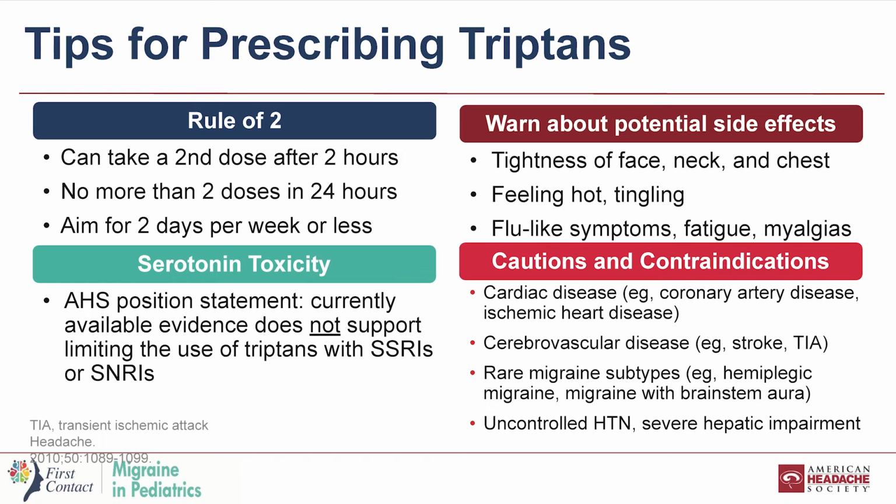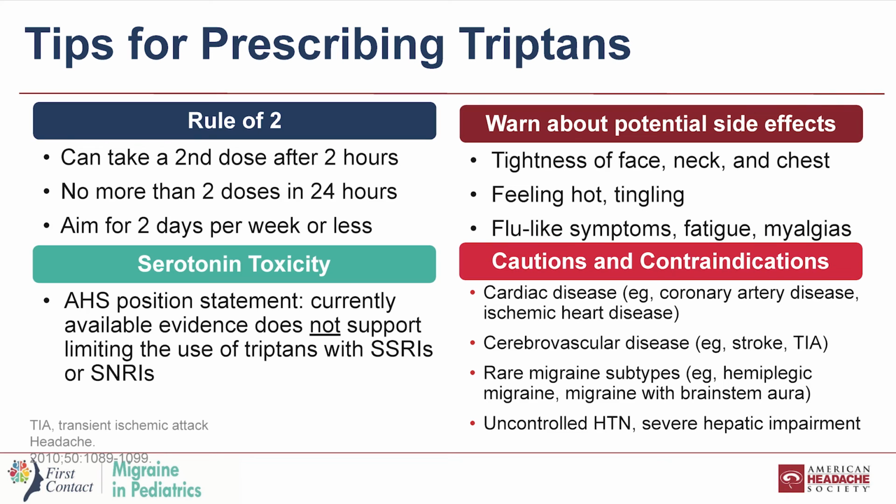A couple of other tips for when you're prescribing triptans. It's always important to give proper counseling on how to use triptans. So there's a rule of two that applies to using triptans. First, most triptans come with dosing instructions that say you can take a second dose 2 hours after the first dose if you haven't reached your treatment goals, but that you should not take more than 2 doses in 24 hours. Overall, we typically counsel patients to aim to use triptans 2 days per week or less to avoid the possibility of overuse of medication contributing to headache frequency.